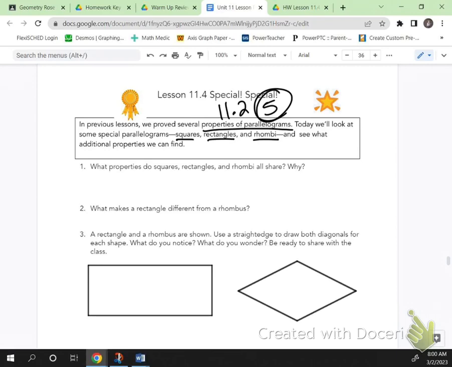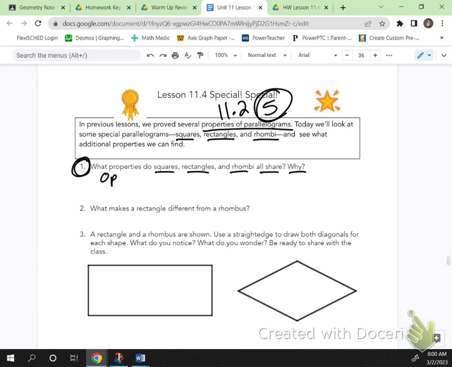So first and number 1, I just want you to brainstorm with your partner. What properties do squares, rectangles, and rhombi all share, and why? So come up with a list with your partner. Brainstorm it together. If you don't have a partner, because people are absent today, find a partner. Ready, set, go. What are the properties they all share? Well, it's going to be those 5 properties of parallelograms, right? Because a square, a rectangle, and a rhombus is technically a special parallelogram.